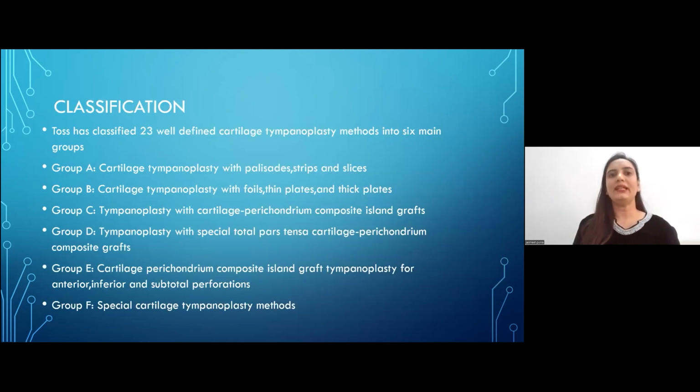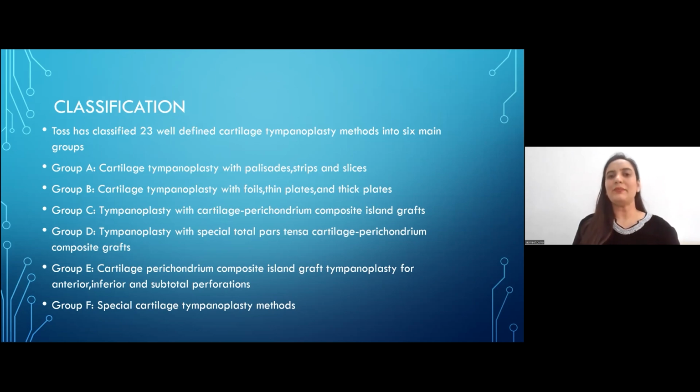Neumann has classified the 23 well-defined tympanoplasty methods into 6 main groups. Group A includes cartilage tympanoplasty with palisades, strips, and slices. Group B has cartilage tympanoplasty with foils, thin and thick plates. Group C includes tympanoplasty with cartilage perichondrium composite island graft. In this, cartilage is harvested along with perichondrium on both sides, and perichondrium is elevated on one side and remains attached on the other side.